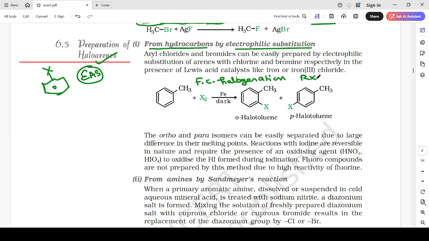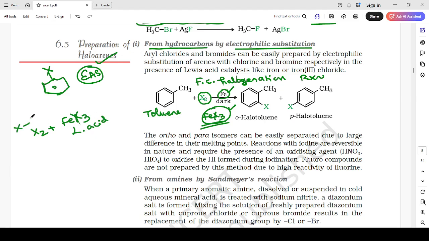Friedel-Crafts halogenation reaction. The compound is called toluene. We are treating it with X2 in Fe and dark. This is how you generally do this reaction. This dark condition is very important for us. People also use FeBr3 or FeX3. Either they just take raw iron or they add iron halide to it. What happens here? X2 in the presence of FeX3. This is a Lewis acid.